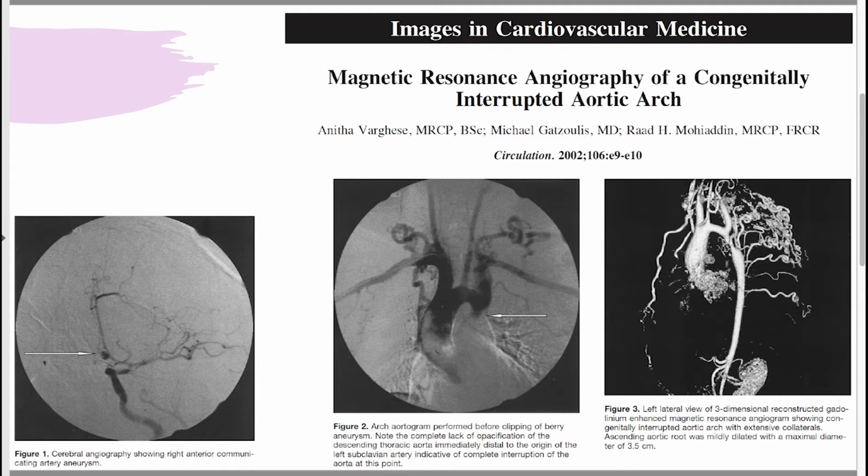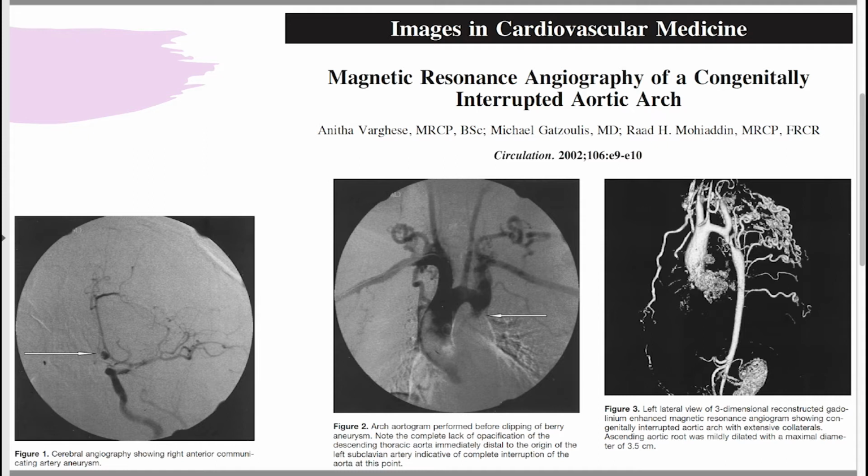Coarctation of the aorta refers to a narrowing of the aortic lumen. Most are juxtaductal, occurring opposite the entry point of the ductus arteriosus. The preductal form is located proximal to the ductus arteriosus and often associated with other major cardiac anomalies. The postductal form is located distal to the ductus arteriosus.